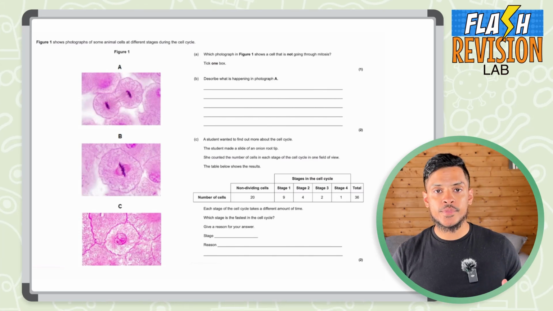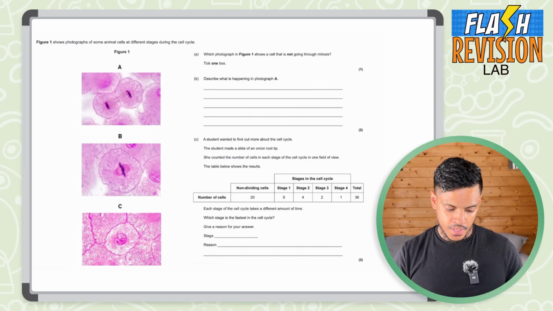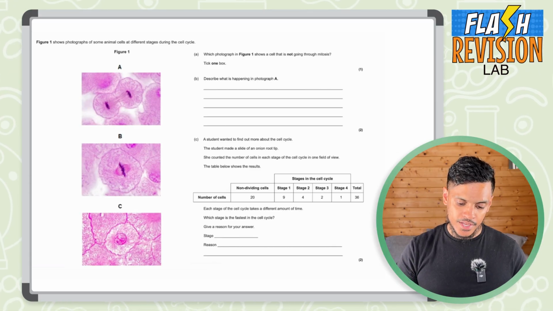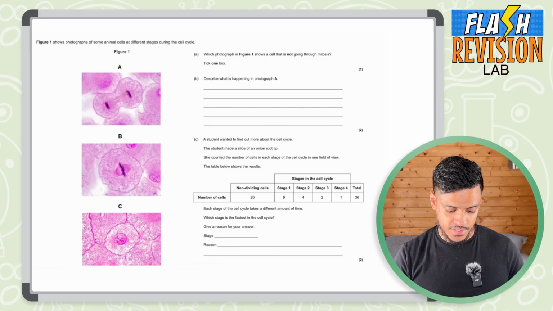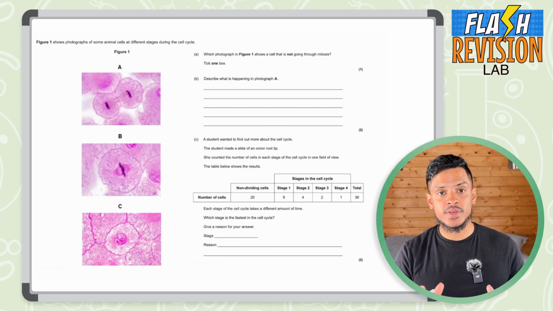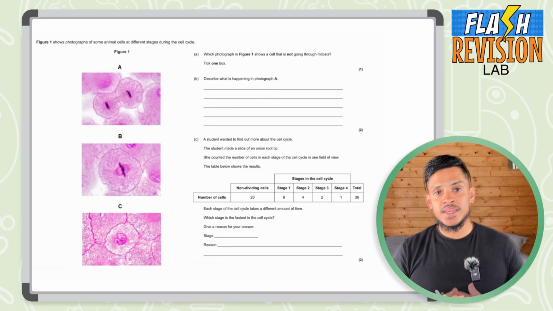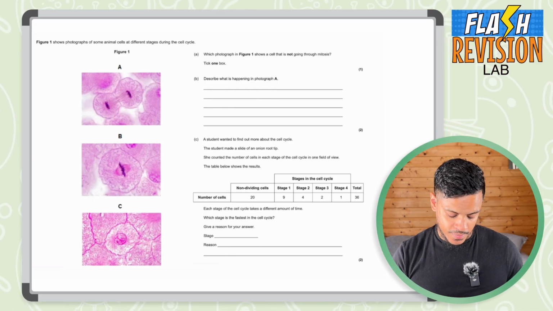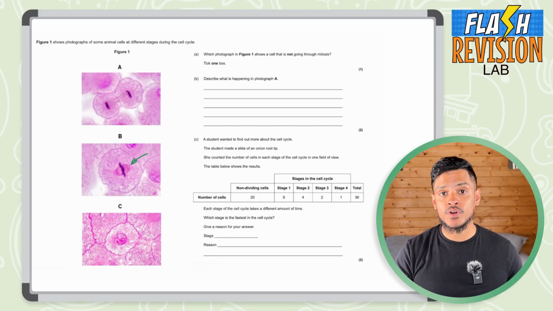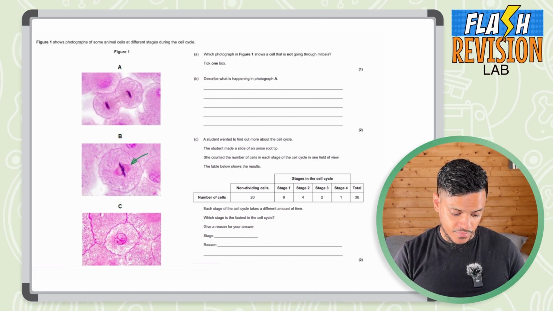Okay, so here we've got three different diagrams of cells at different stages of the cell cycle. The first question says, which photograph in figure 1 shows a cell that's not going through mitosis? So in the first one, you can see it is going through mitosis because that's where the cytoplasm and the cell membrane is dividing. Image B, it is also going through mitosis because what's happening here, you can see the cell fibers pulling apart the X-shaped chromosomes to either side of the cells. So that means it is in the process of mitosis.